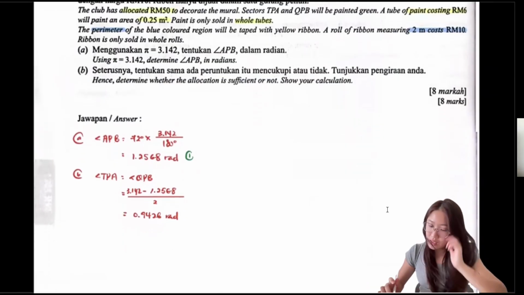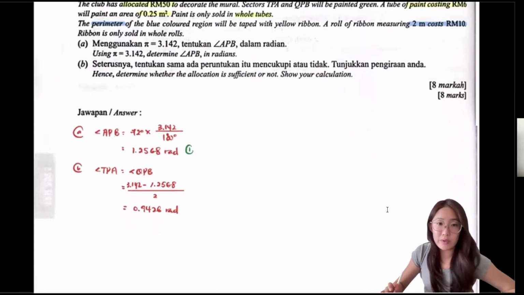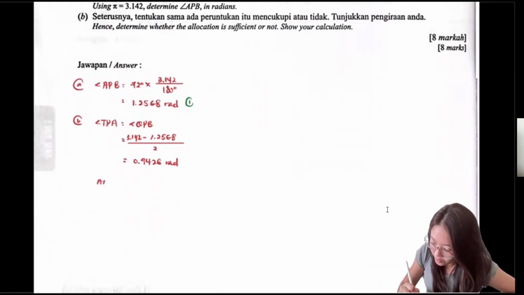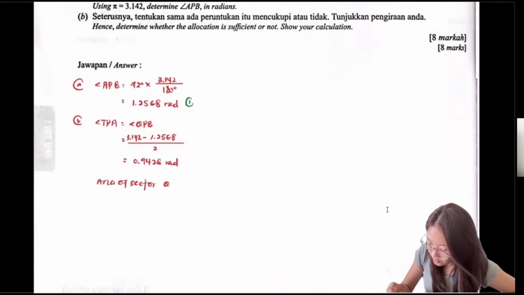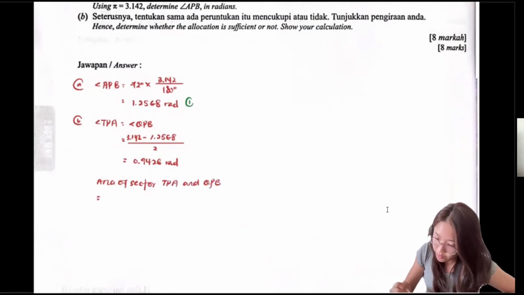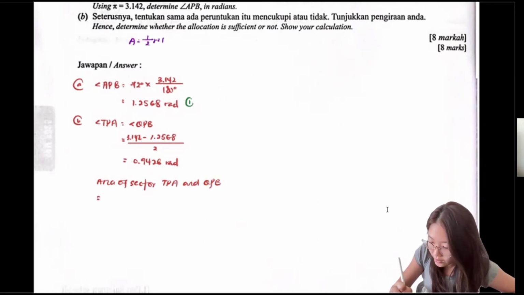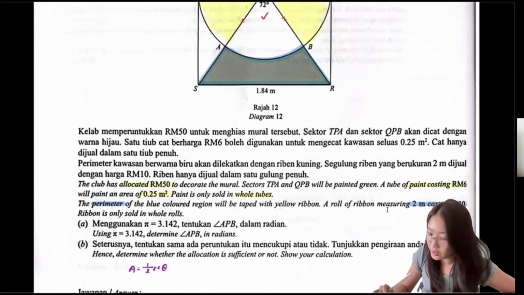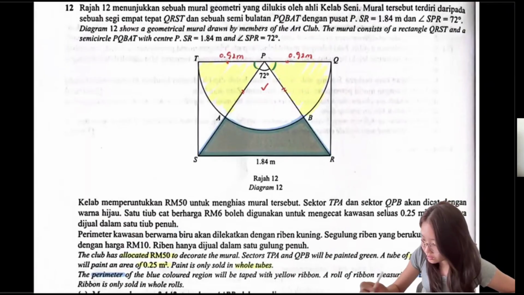Okay, then the next thing we need to do is to find the area of sector. Area of sector, TPA and QPB. The formula is 1 over 2 r square theta. So 1 over 2, what's the r? The r is over here, your radius.